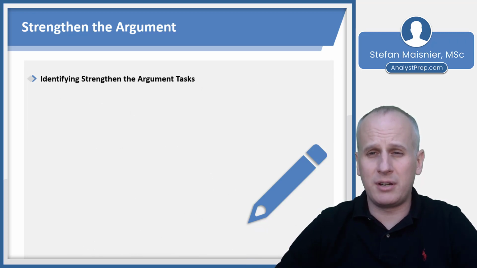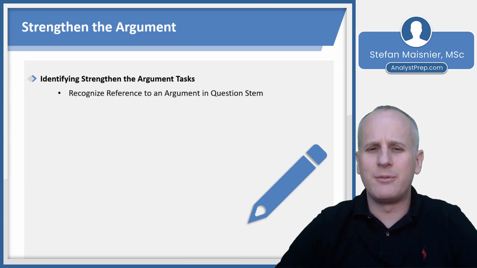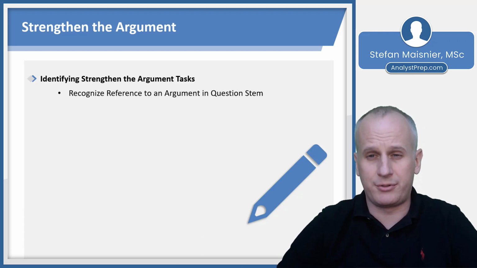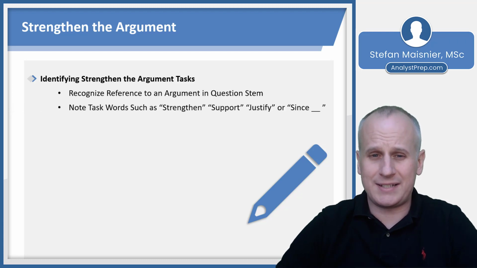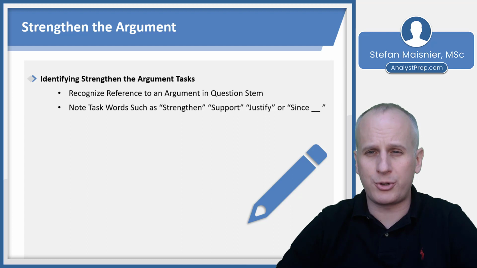most frequently occurring task for critical reasonings on the exam, and those are strengthen the argument tasks. So how do you identify a strengthen the argument task first? Well, you need to recognize the reference to an argument in the question stem. So the question itself is going to say which of the following will strengthen the argument. And of course, task words such as strengthen, support, justify, or even the transition since and then a blank following may be indicators that you need to strengthen the argument that's provided.